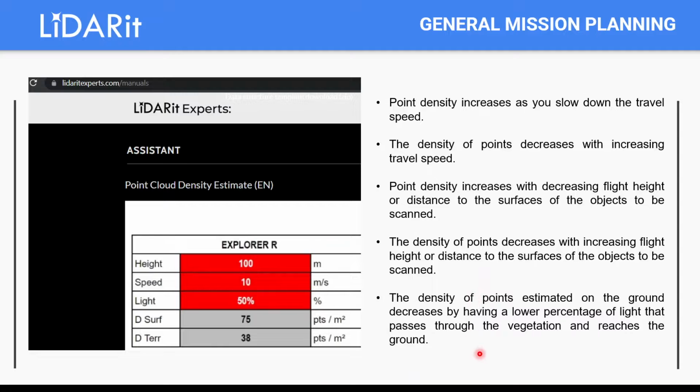The density of points estimated on the ground decreases by having a lower percentage of light that passes through the vegetation and reaches the ground.